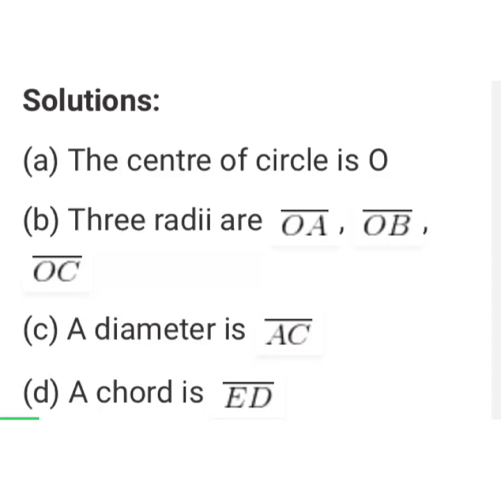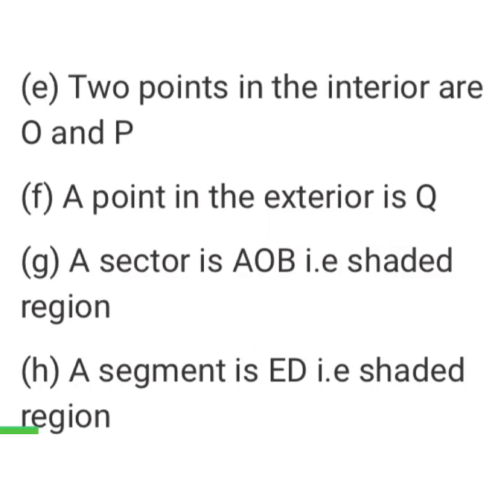The center of the circle is O. 3 radii are OA, OB and OC. The diameter is AC and a chord is ED. 2 points in the interior are O and P. A point in the exterior is Q. A sector is AOB, that is the shaded region, and a segment is ED, that is the shaded region.